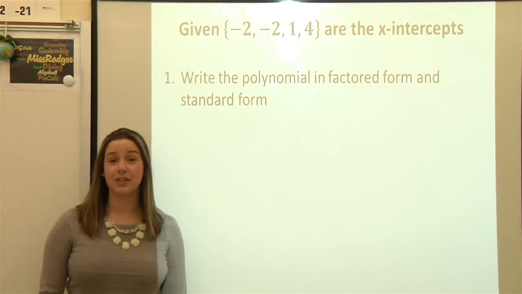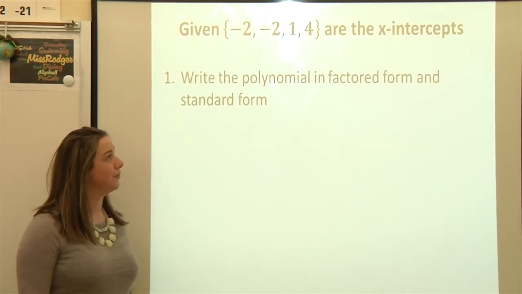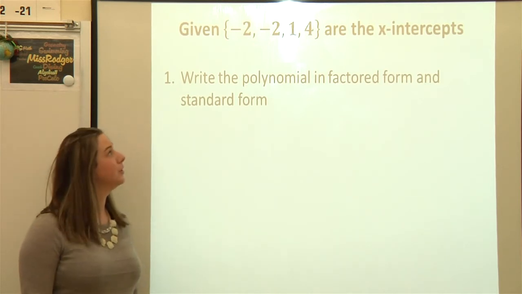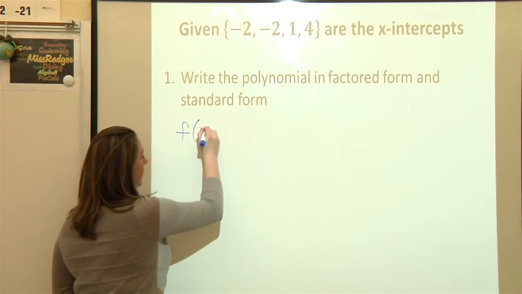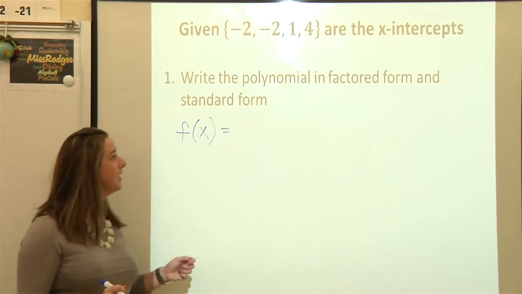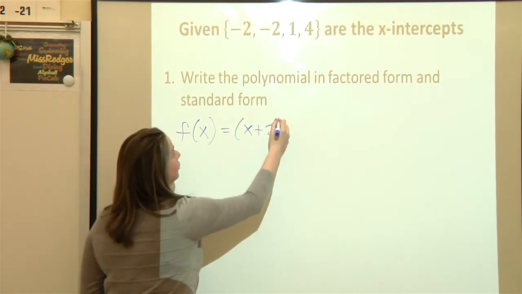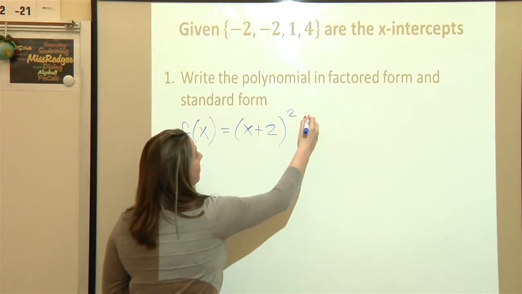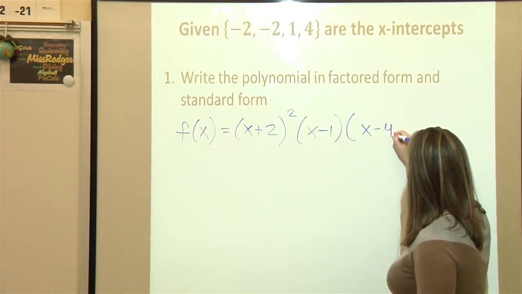Let's take a look at another type of problem. Write the polynomial in factored form and standard form given the x-intercepts. So factored form is going to come first. And remember, when we write f of x or y equals, they're ultimately the same thing. So f of x is going to equal x plus 2, x minus 1, and x minus 4.